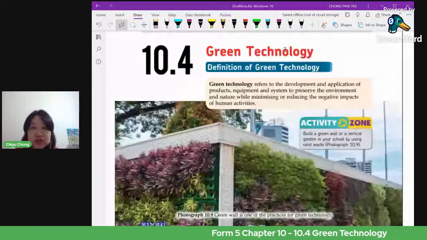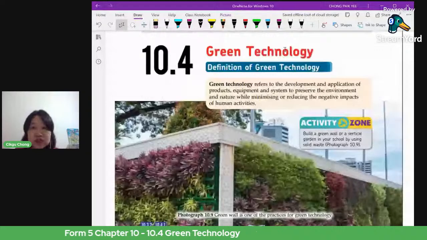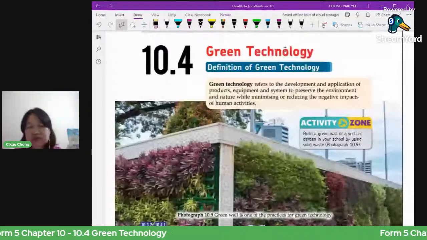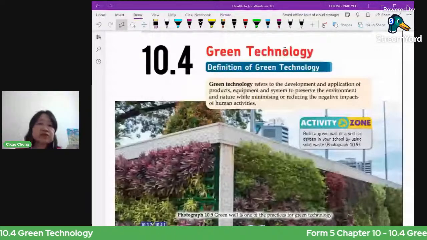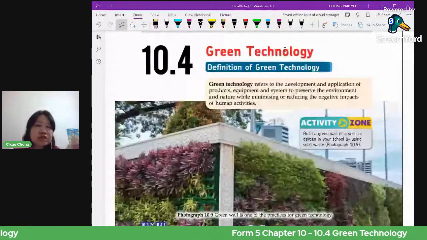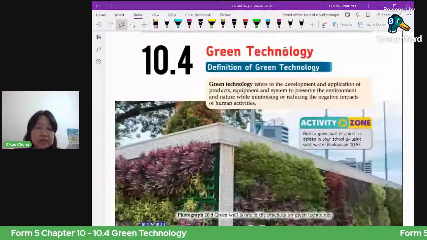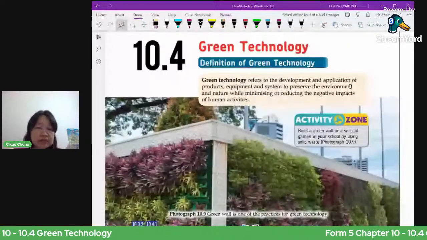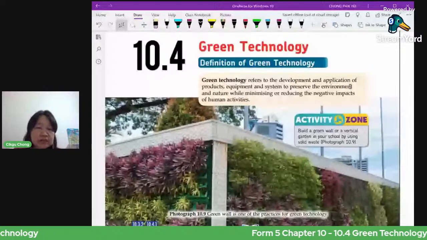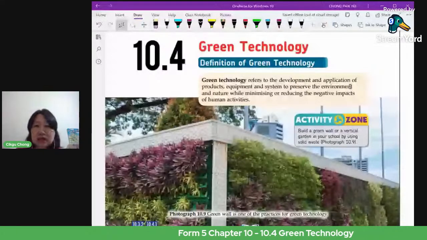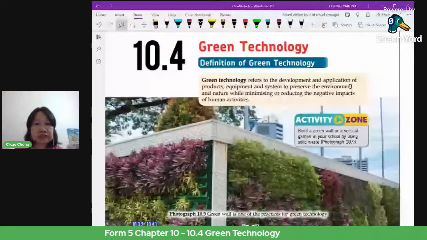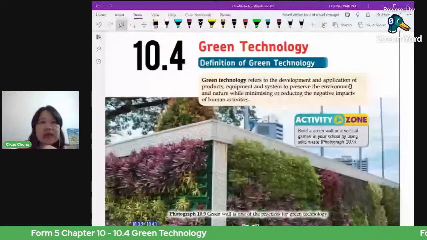So what is the definition of green technology? Green building is actually part of green technology. Green technology refers to the development and application of products. You're designing something new, making something new for the betterment of humans. You want to make it easier, maybe making a machine to make people's jobs easier. So there's a product, and there's also equipment that you are designing.